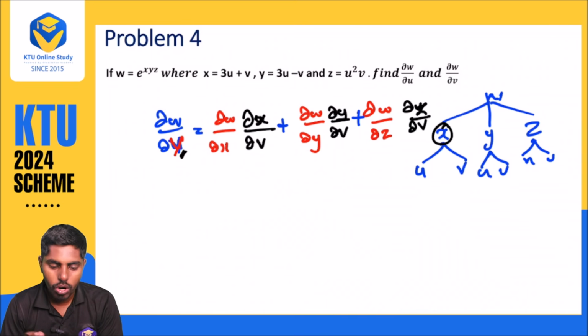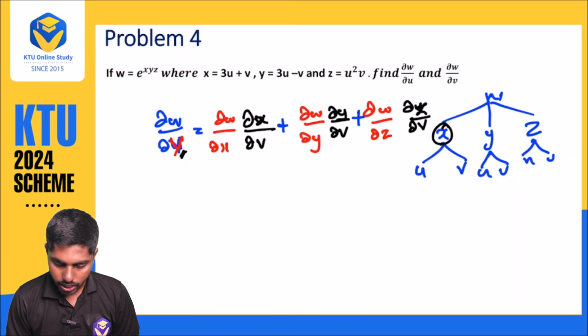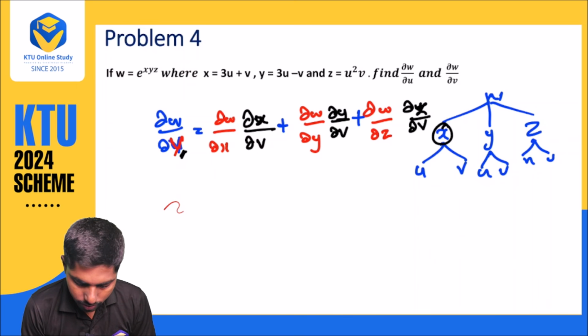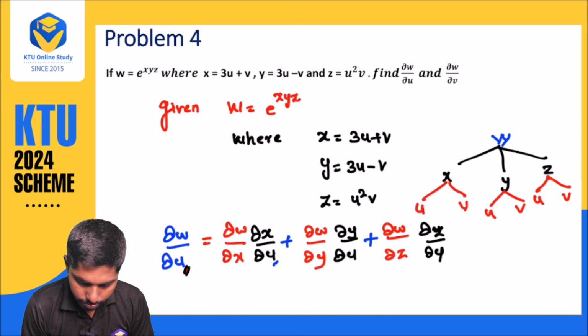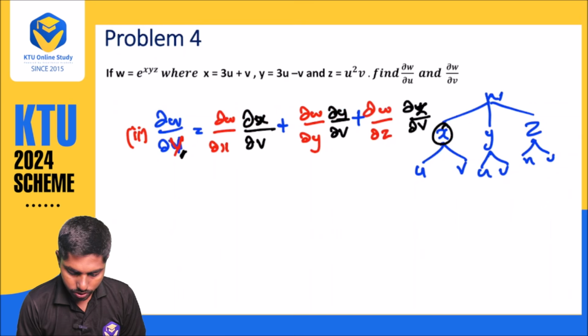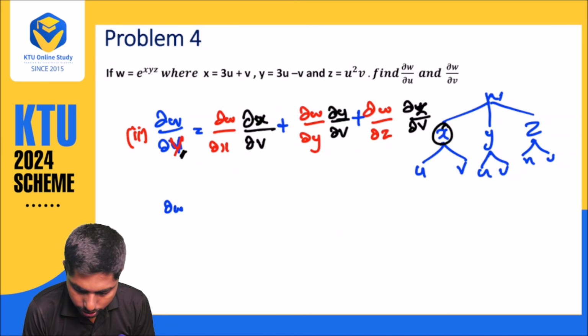Now we want to identify each and every term, each partial derivative they have asked. First we will identify dou W by dou X. Let this be case number 2 and the other be case number 1. Let me identify case number 1 first: we want to identify dou W by dou X.